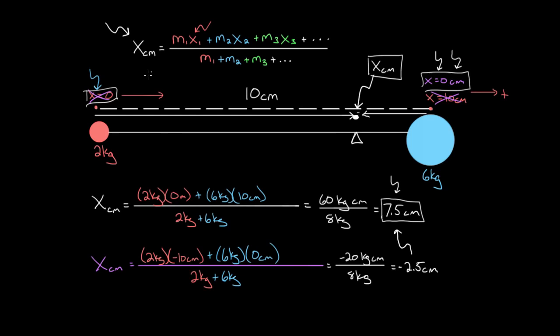So recapping, you can use the center of mass formula to find the exact location of the center of mass between a system of objects. You add all the masses times their positions and divide by the total mass. The position can be measured relative to any point you call x equals 0, and the number you get out of that calculation will be the distance from x equals 0 to the center of mass of that system.